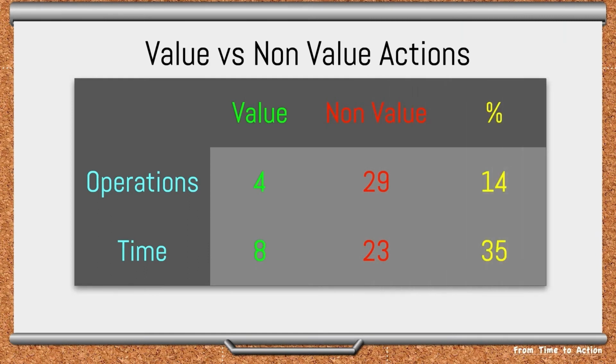Now, let's take a look at the numbers. The number of non-value-added actions is 29. The number of value-added actions is only 4, or only 40%. It is also important to look at the time. Non-value-added action takes 23 seconds. The value-added action takes only 8 seconds, or 35%.